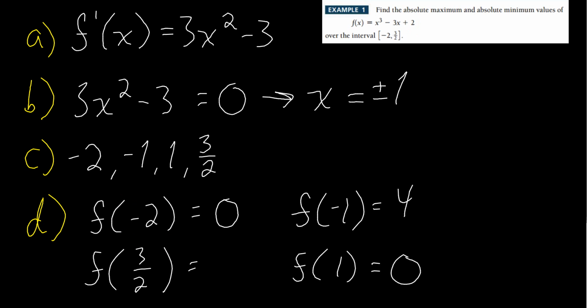And then 3 halves. Let me write this out so I don't lose track of my thoughts. So we're just going to do 3 halves squared minus 3 times 3 halves plus 2. So we have 9 fourths minus 9 halves. We need to get a common denominator here. And then we add 2, 27.